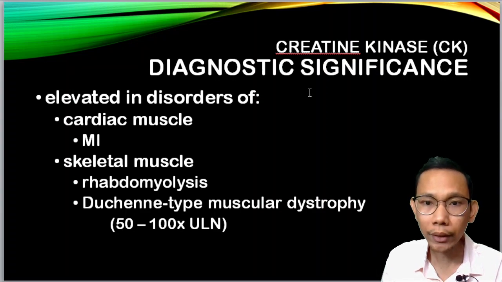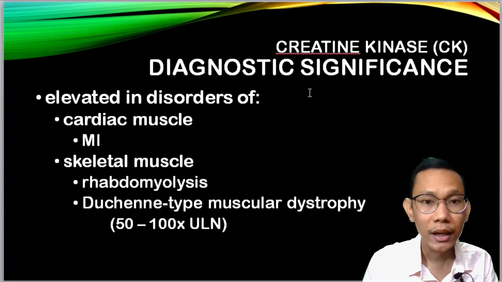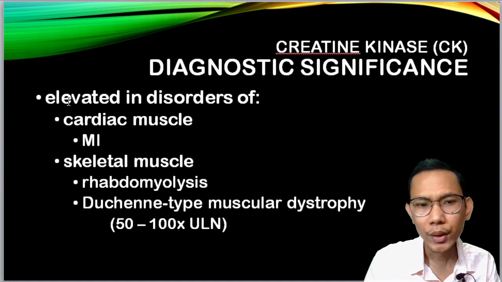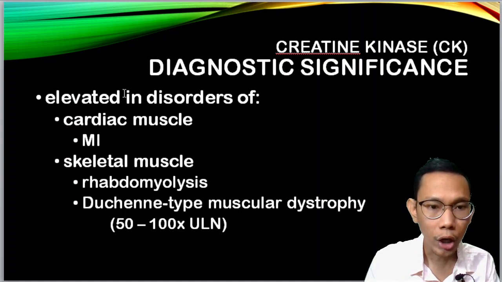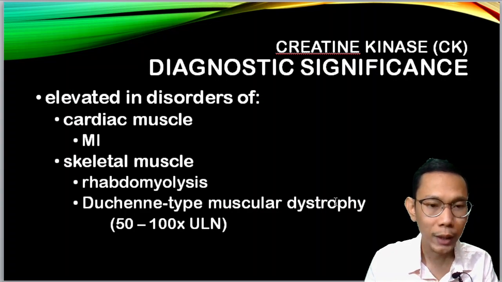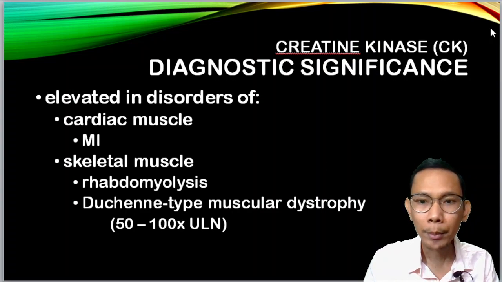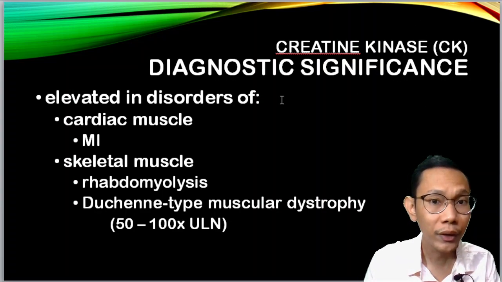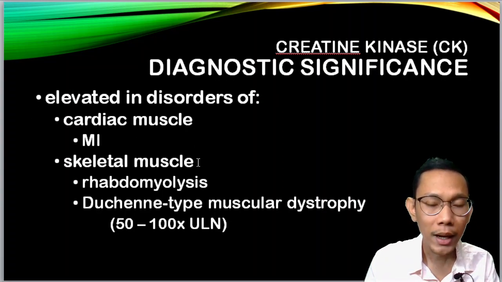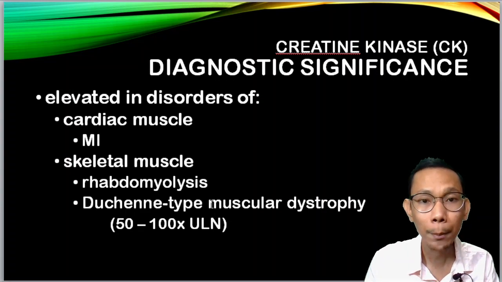Now let's proceed with the diagnostic significance of these isoenzymes of your CK. It is elevated in the following disorders: cardiac muscle, MI, skeletal muscle, rhabdomyolysis, and Duchenne type muscular dystrophy. So in short, since majority of your CK is located in the muscular tissue, the common disorders associated with your CK also have something to do with different muscular disorders: cardiac muscle, myocardial infarction, skeletal muscle, rhabdomyolysis, or Duchenne type muscular dystrophy.